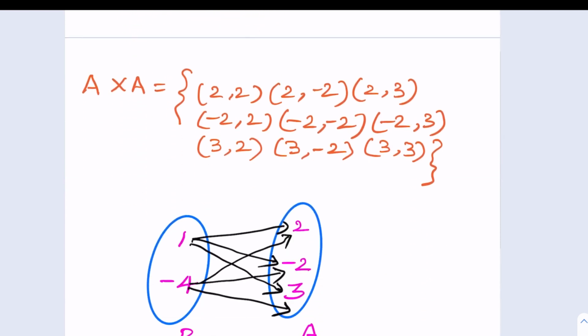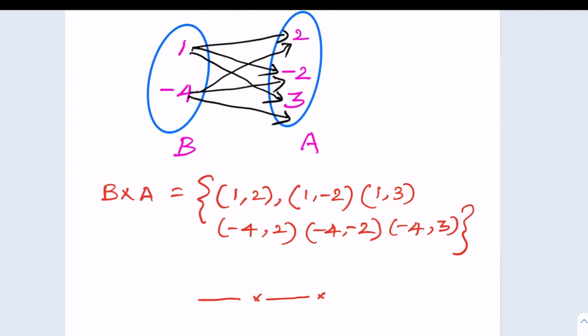Now let us go to find B cross A. So let us picturize B with the elements 1 and minus 4 and A with the elements 2, minus 2 and 3. Since it is B cross A, we have picturized B at the first and A at the second. So now let us associate every element of B with all the elements of A.